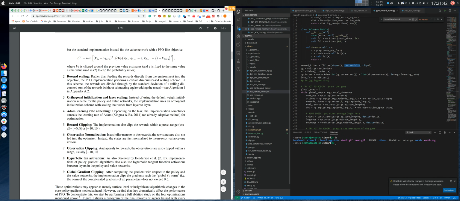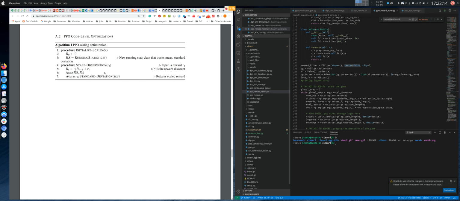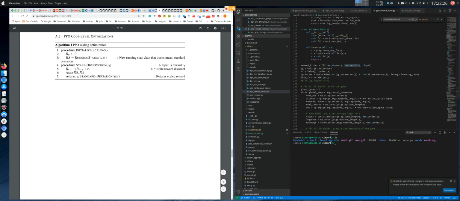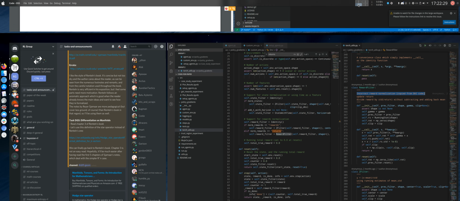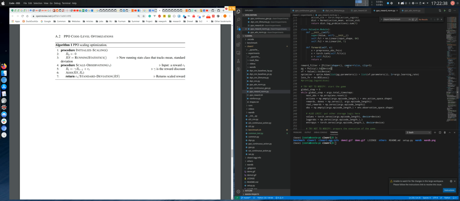But yeah, so anyway, if I take a look at this, reward shaping. Running stats and scale observation RT times reward. Add the reward into the running stats. Okay, so this is kind of what they did in a running stat in the reward filter. They just never reset it, right? But anyway, for my experiments, I just set center equal to.